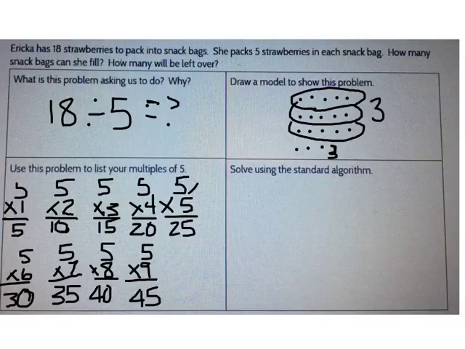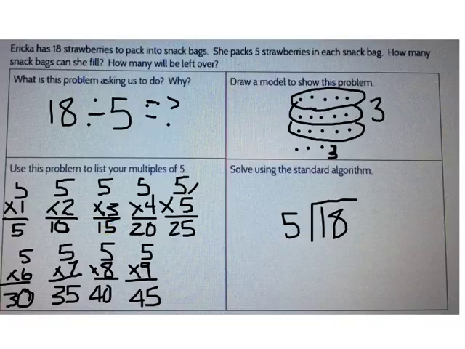Now that I've got my multiples of 5, I can use those to help me divide. I'm going to solve using the standard algorithm, so I'm going to write 18 divided by 5. What this is asking me is how many groups of 5 can I take out of 18? Well, I can see that 5 times 3 is 15 and 5 times 4 is 20. I don't have 20, so 3 is the closest I can get to 18 without going over.